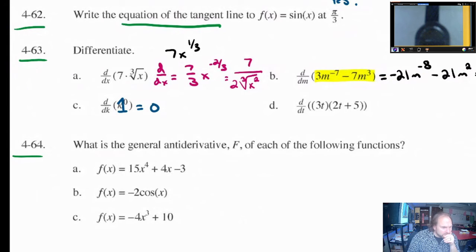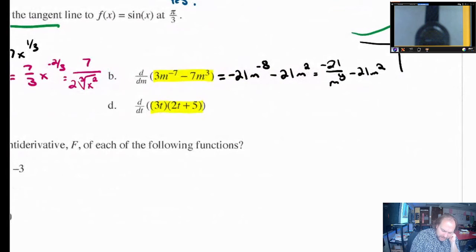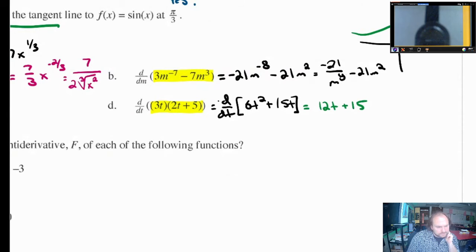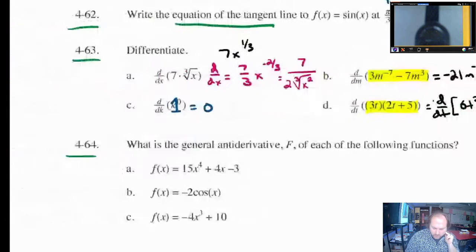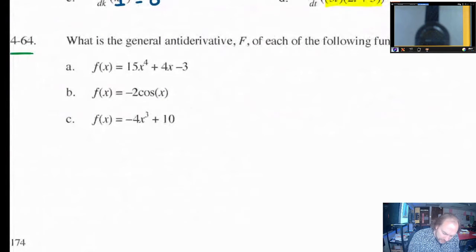Nothing there. And then D, the main strategy here is to make sure you actually expand out that expression first. This is the derivative with respect to t of 6t squared plus 15t. And that would be 12t plus 15. There you go. Pretty straightforward. And of course, it wouldn't be derivatives without some antiderivatives too. So let's think about general antiderivatives. Got to go backwards in time.